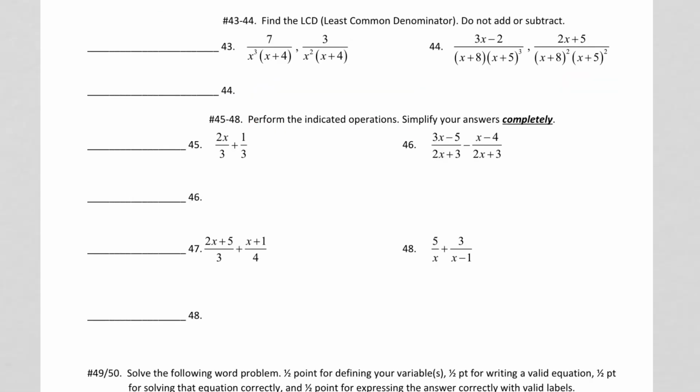Okay, let's look at the x. x has a power of 3 here and a power of 2 here. 3 is more, so that's part of our denominator. And then let's look at the x plus 4. They both have a power of 1, so we just have to include it once. For this, let's look at the x plus 8. We have a power of 1 and a power of 2. 2 is more, so that's going to have 2 in our denominator. And then we'll look at the x plus 5. It has a power of 3 here and a power of 2 here. 3 is more, so that's going to be part of the denominator.